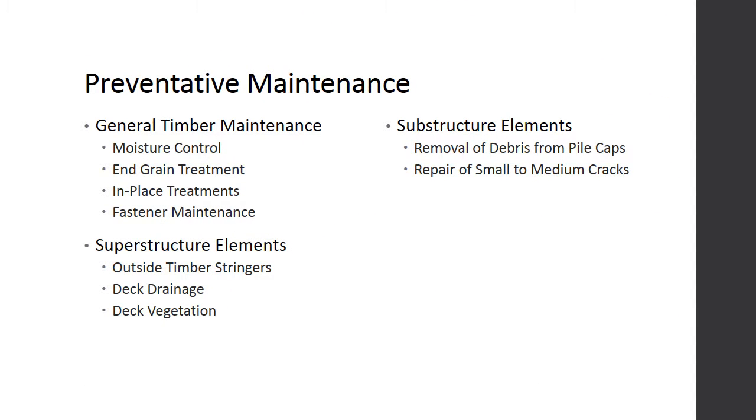Timber bridge preventative maintenance can be completed in many ways. For example, timber construction is generally benefited by controlling exposure to prolonged moisture conditions and treating the end grain of exposed elements. In-place treatments exist that inhibit decay. Additionally, fastener maintenance is key to prolonging the service life of a bridge.